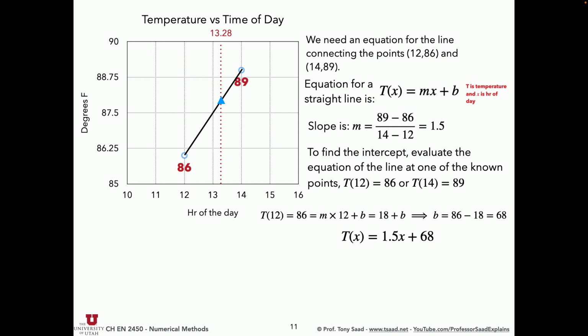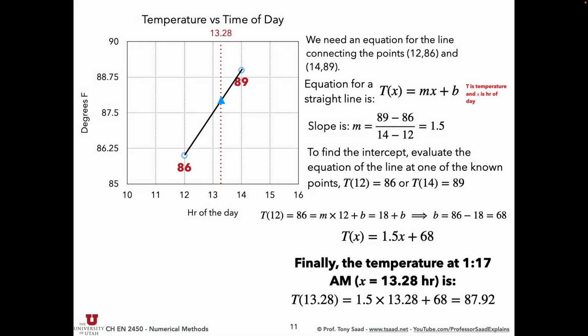What if we evaluate it exactly in the middle at 13? Would it give us the average? You should check that. And it should give us the average, because the average is part of this straight line averaging thing. So now you substitute x equal 13.28, plug it in here, and you get a number for the temperature. Sanity check, does it make sense? Yeah, it's in between those 2 points.